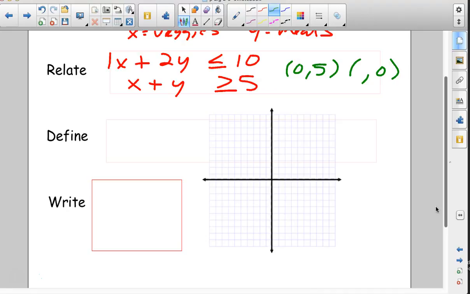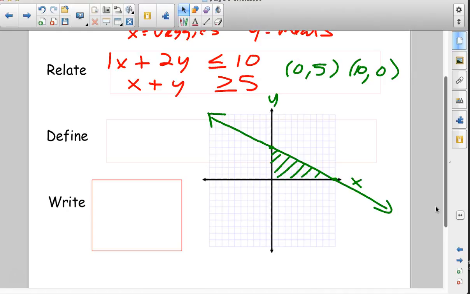If you don't get any meats, how many veggies could you get on your pizza? 10 of them. So 0, 5. 10, 0. Dashed or solid? Solid. Do you have a limitless amount of money? No. So we cannot shade out this way. In fact, we would just stay in first quadrant because we know you can't have a negative amount of veggie toppings and a negative amount of meat toppings.